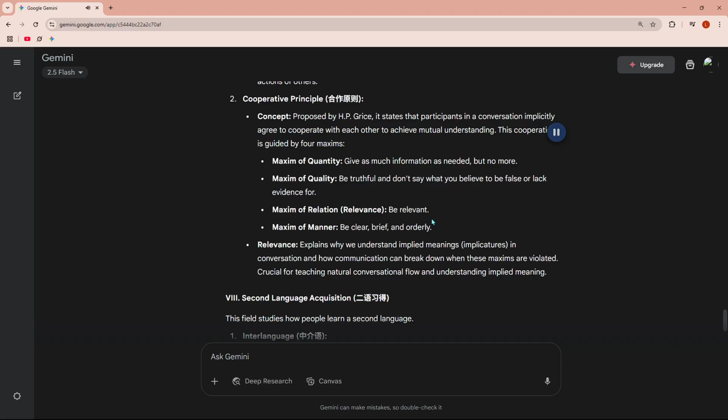Relevance. Explains why we understand implied meanings, implicatures, in conversation and how communication can break down when these maxims are violated. Crucial for teaching natural conversational flow and understanding implied meaning.